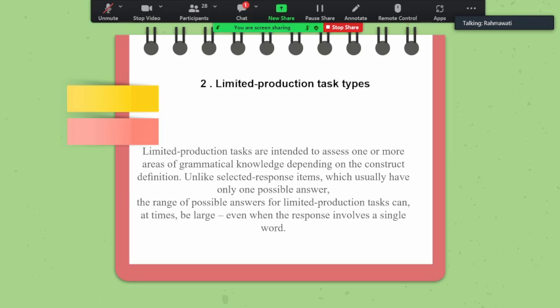Limited production task types are intended to assess one or more areas of grammatical knowledge depending on the construct definition. Unlike selected response items, which usually have only one possible answer, the range of possible answers for limited production tasks can at times be large, even when the response involves a single word.